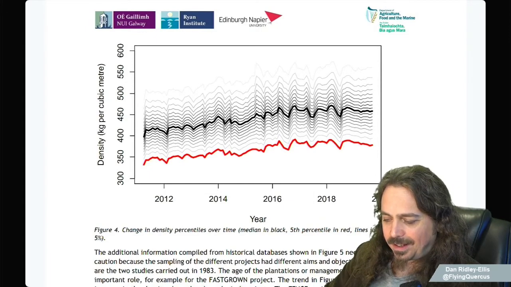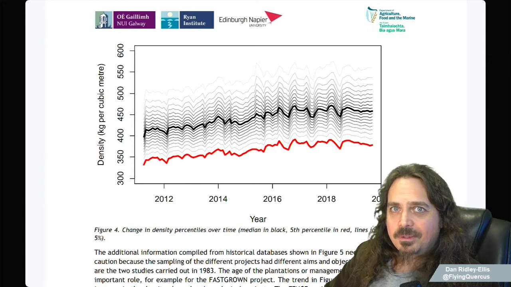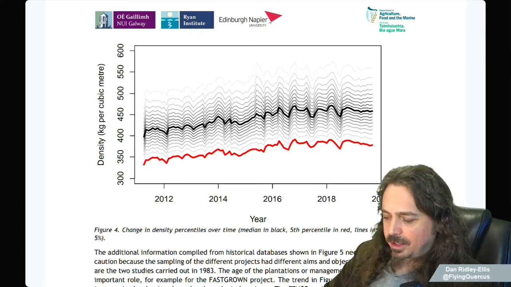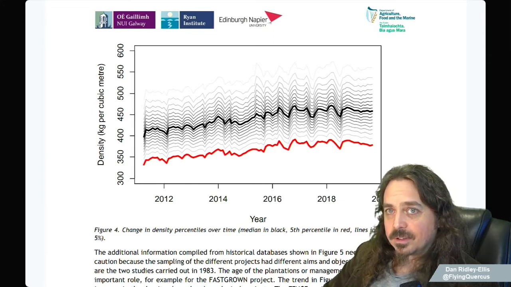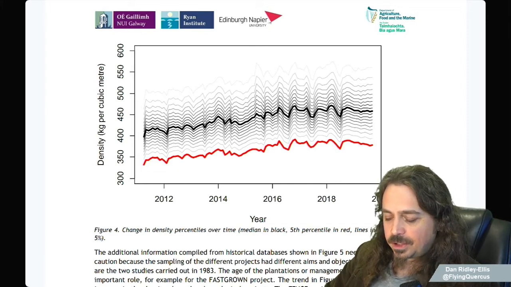Again, I think this is down to good sawmill practice probably, rather than necessarily an increase in the density of the resource. Although we do know that foresters have been targeting density as a quality to increase. So it's conceivable that the timber resource has increased in density too.